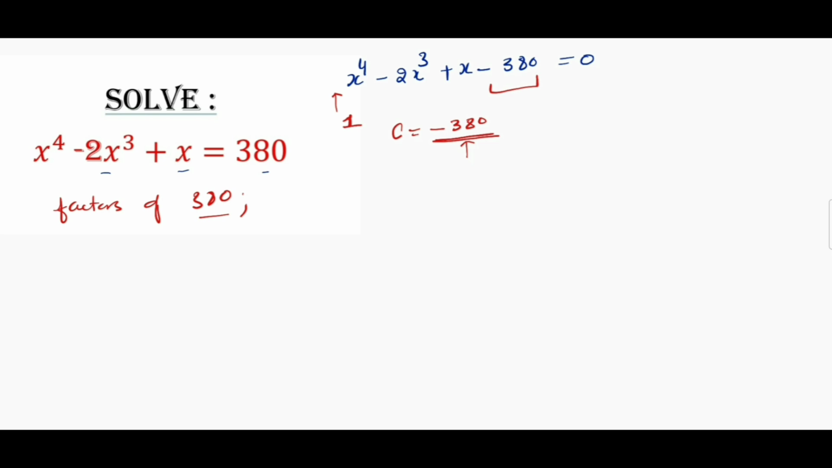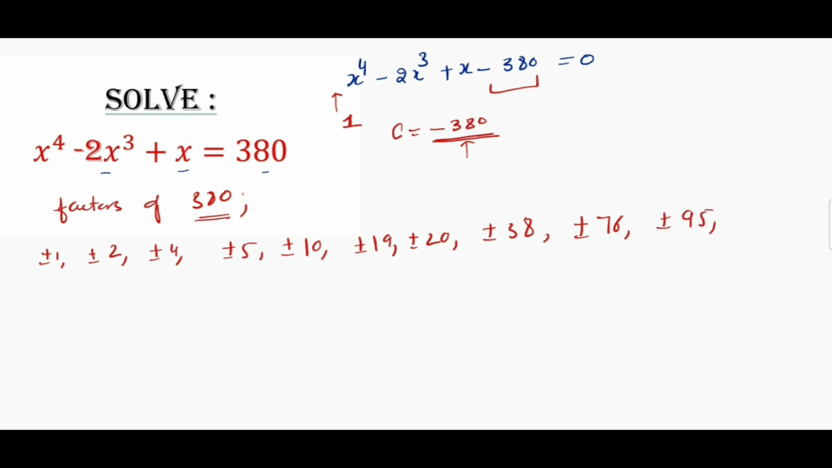So we'll get all the factors of 380, and these are plus minus 1, plus minus 2, plus minus 4, plus minus 5, plus minus 10, plus minus 19, plus minus 20, plus minus 38, plus minus 76, plus minus 95, plus minus 190, and plus minus 380. Now one by one we have to put all these values in this equation. Let me mark this as equation number 1.